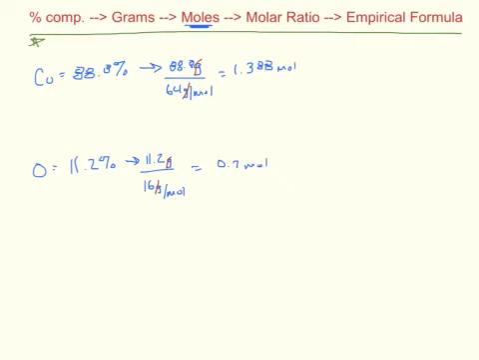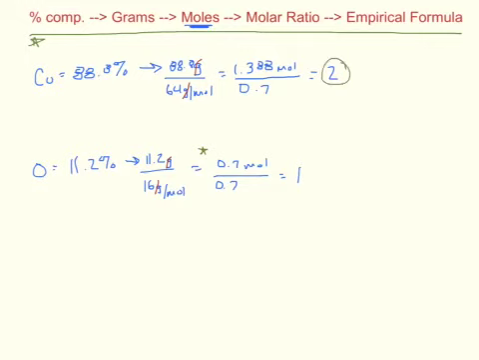From here, we're going to look at which number is the smallest. We see that oxygen is the smallest, so that's going to be our denominator. So 1.388 divided by 0.7, and 0.7 divided by 0.7. Well, we know this gives us 1. If we plug the other into our calculator, it gives us 1.98, which would then be turned to 2.